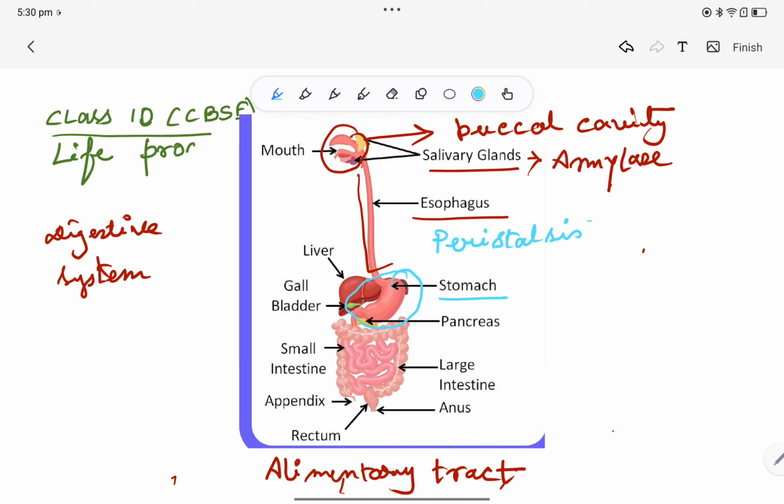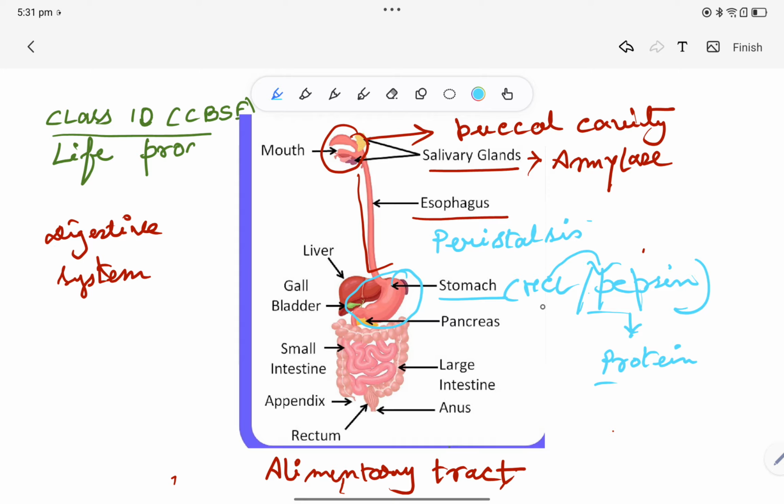Now inside our stomach we have HCl, that is hydrochloric acid, and pepsin. Pepsin helps in breakdown of protein. Remember, P for pepsin, P for protein. And this HCl helps in activation of pepsin. It activates pepsinogen, which converts into pepsin.